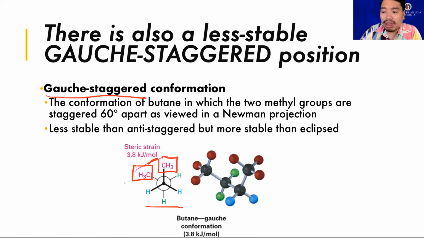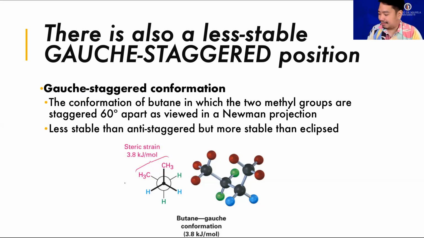Now, between the gauche staggered and the anti-staggered, which has the higher energy level? Which means it's slightly less stable or unfavored: the gauche staggered or the anti-staggered? So gauche, that's right. In fact, as stated here, there is some steric strain between the groups being gauche staggered to each other. So it's staggered, but it's not the best form of staggered. It's not very stable.